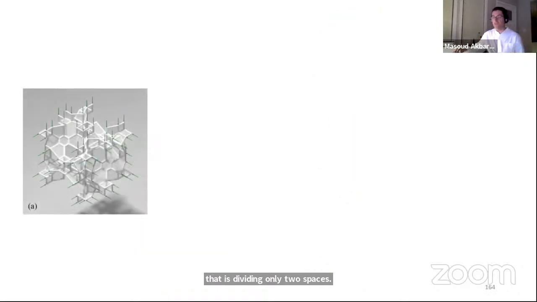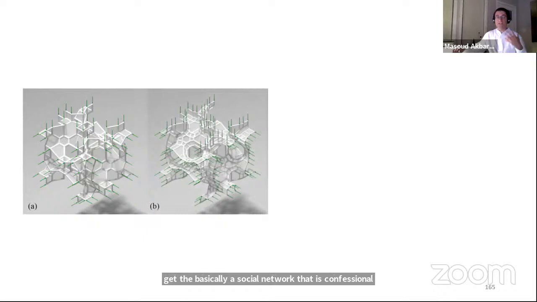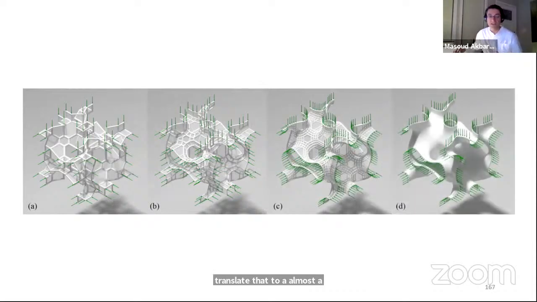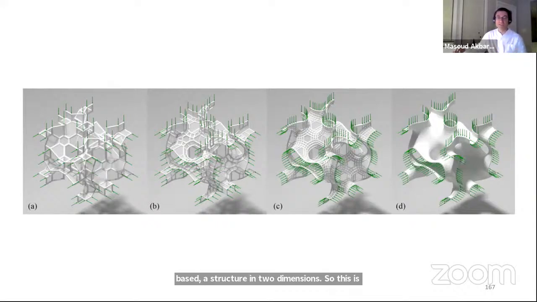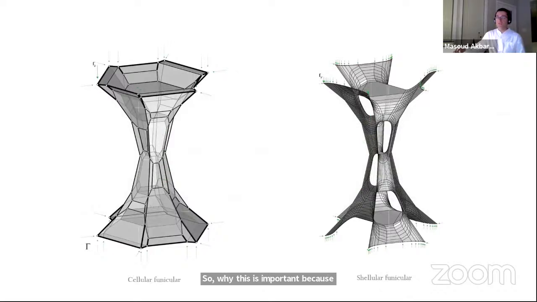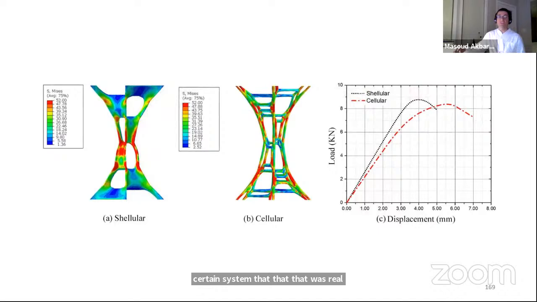So what is the outcome? The outcome is that you get a spatial network that is compression and tension only, and with a particular technique of subdivision, you're able to translate that to almost a shell-based structure in three dimensions. This is actually the terminology of mechanical engineering called a cellular system. So it's a spatial shell. So why is this important? Because suddenly you go from a structural system that was relying on buckling performance to a shell performance.